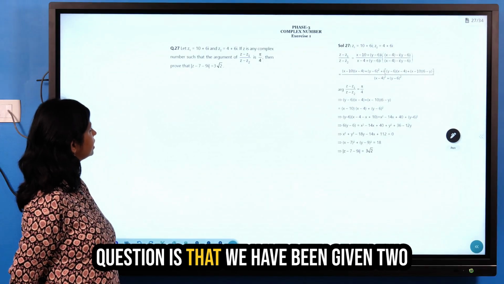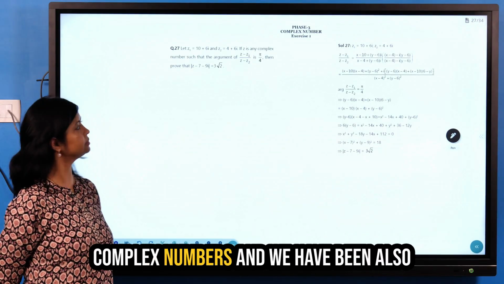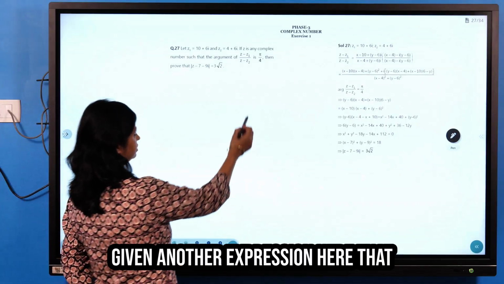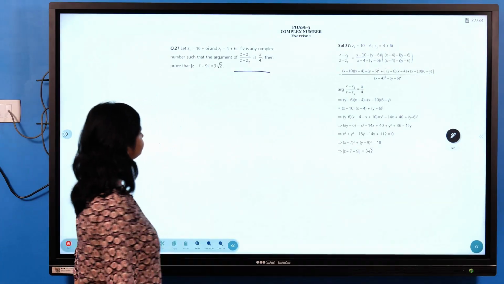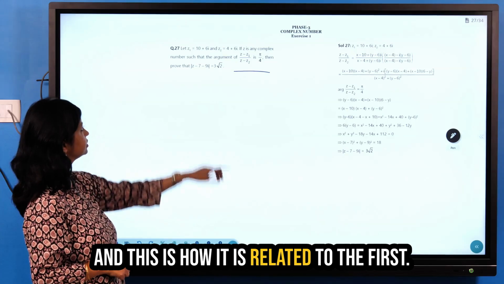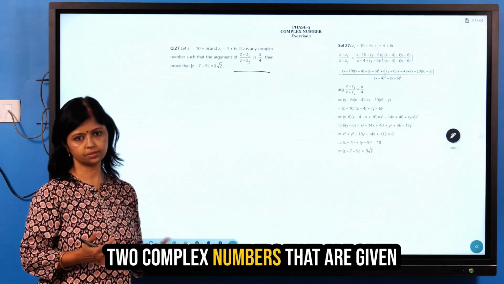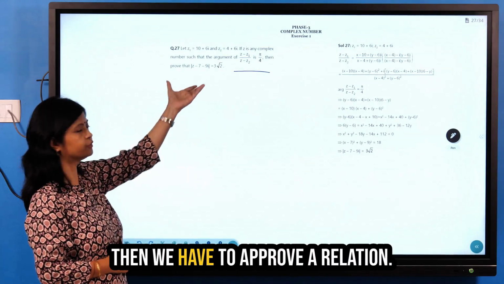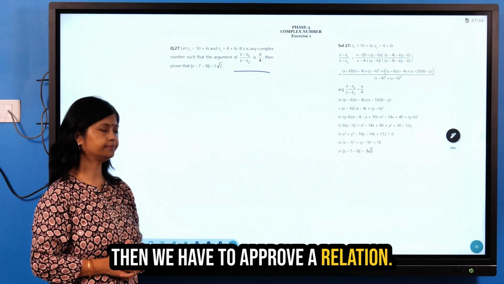The question is that we have been given two complex numbers, and we have also been given another expression here: there is another complex number z, and this is how it is related to the first two complex numbers given to us, in terms of the argument. And then we have to prove a relation.